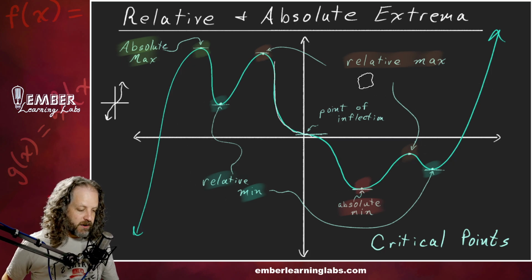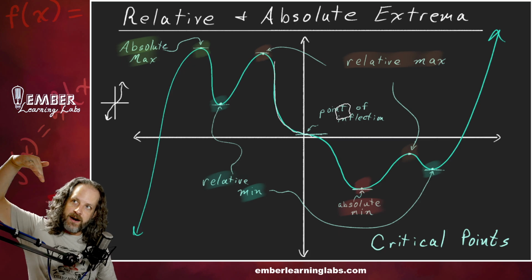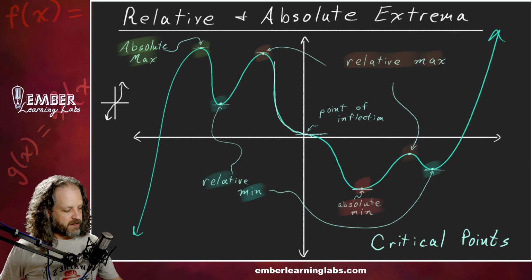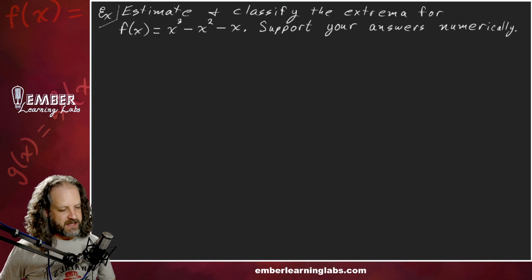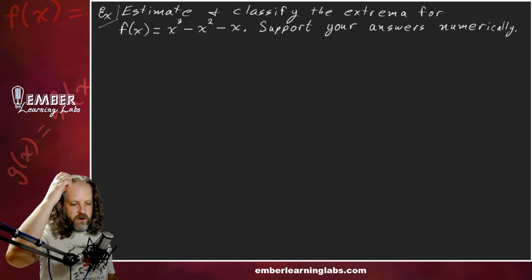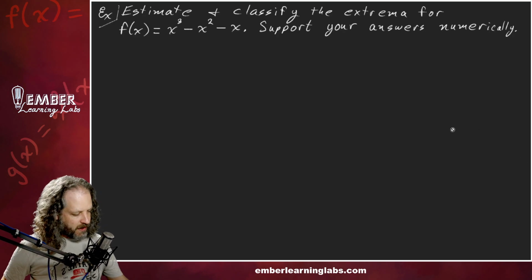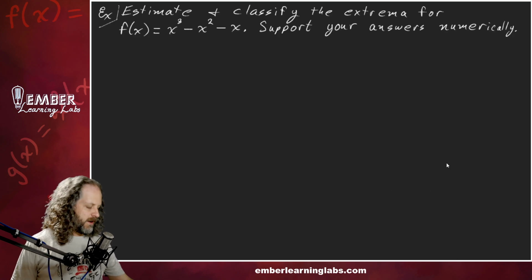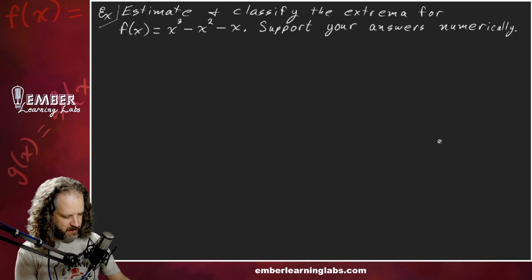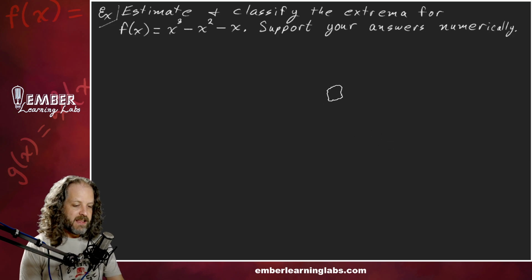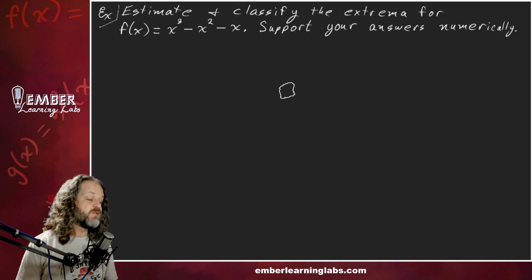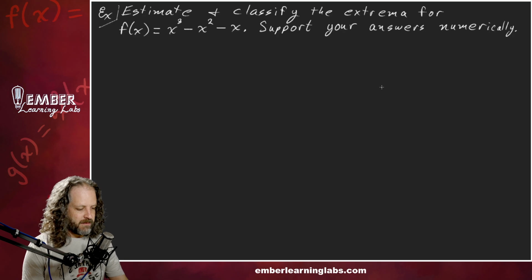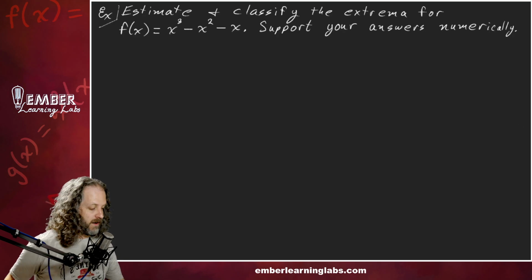Now, all of these, again, are critical points, including points of inflection, where it just kind of jukes over, right? Something like a cubic function. Let's look at some examples that we might see with this kind of thing. So we're going to take this graph, and we are going to estimate and classify the extrema for this, and we want to support our answers numerically. So that's, again, where we're going to make sure we include that table on there, right?